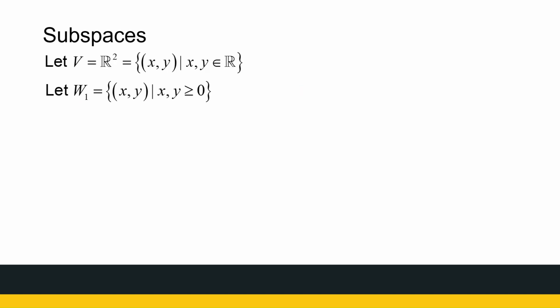Let's look at two more examples. Let's stick to R2. Let's define W1 to be the set of all ordered pairs where the x and y coordinates are greater than or equal to 0. So the first thing we want to check is if W1 is non-empty. Can I find an element in there? You can find an infinite number of elements. (0, 0) I know is in W1 because the first coordinate is greater than or equal to 0 and the second coordinate is greater than or equal to 0. So therefore W1 is non-empty. For that matter, (5, 17) is also in W1. You can find a whole list of elements. I just chose a simple one.